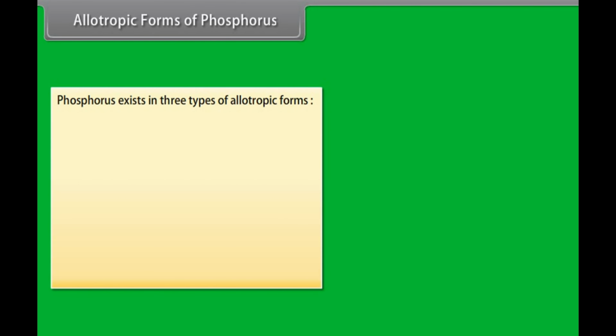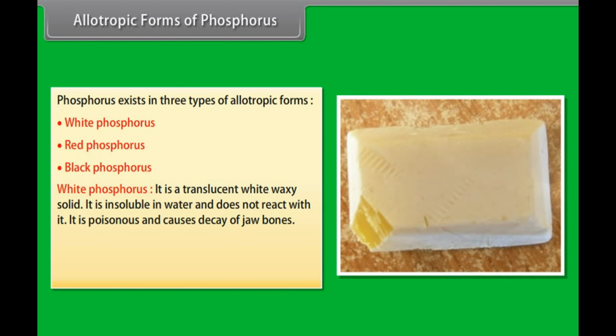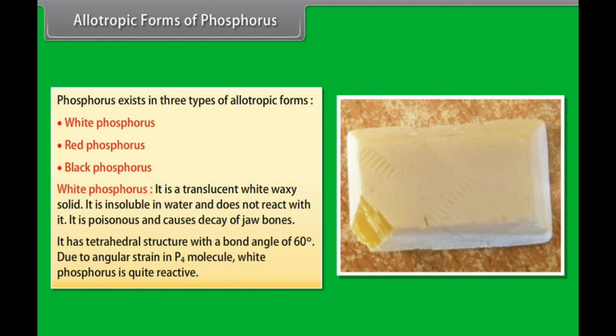Allotropic forms of phosphorus. Phosphorus exists in three types of allotropic forms: white phosphorus, red phosphorus, and black phosphorus. White phosphorus. It is a translucent white waxy solid. It is insoluble in water and does not react with it. It is poisonous and causes decay of jaw bones. It has tetrahedral structure with a bond angle of 60 degrees. Due to angular strain in P4 molecule, white phosphorus is quite reactive.